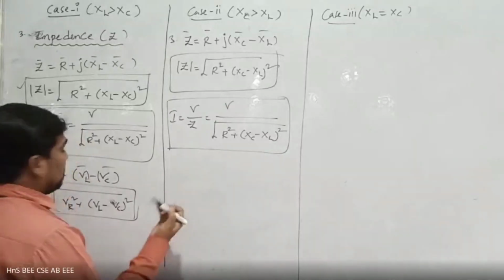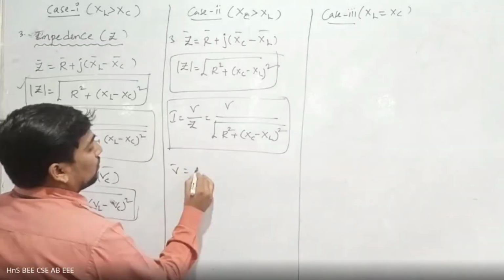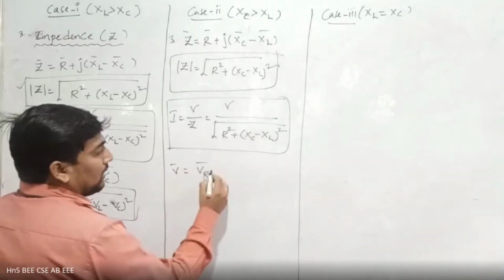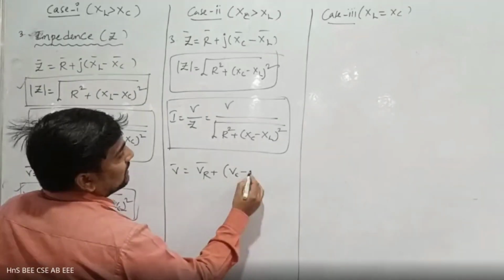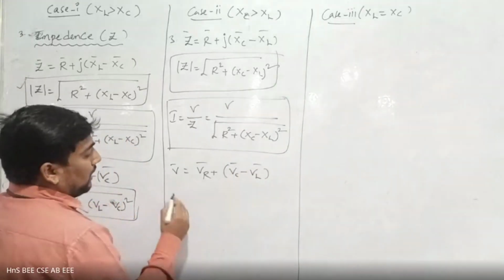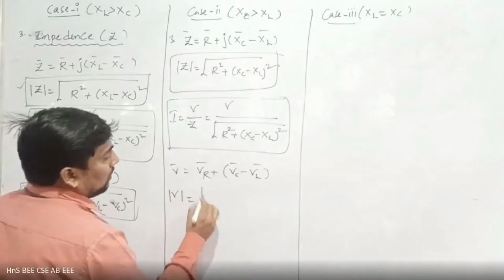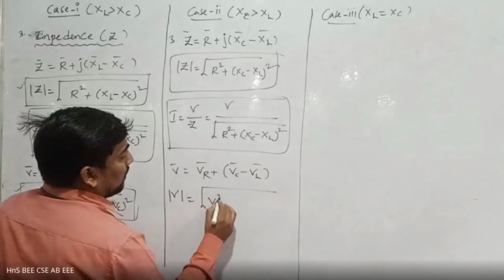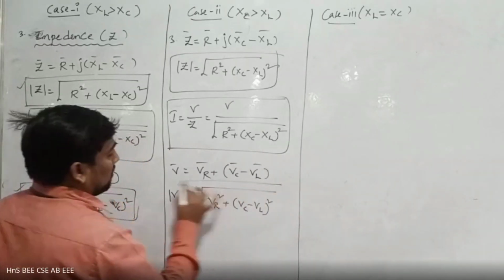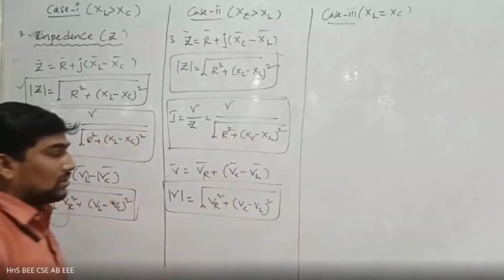Now coming to in terms of voltage, that V bar, total voltage, equal to resistance voltage plus VC minus VL bar. Okay, simply you need to take mod equal to under root of VR square plus VC minus VL whole square.